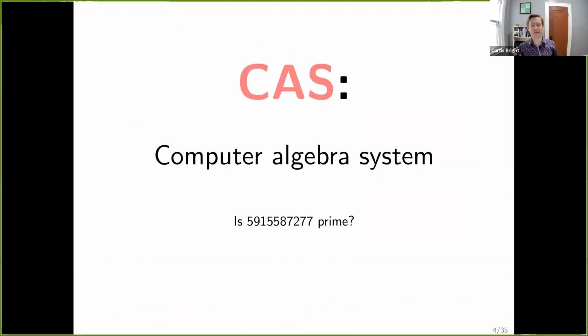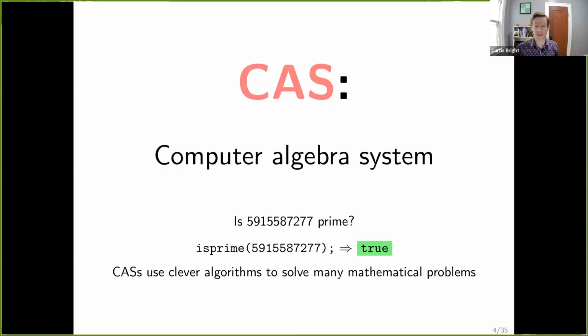So I did work with Steve in the symbolic computation lab here, where Maple was developed. Maple is a computer algebra system that many of you are probably familiar with. Computer algebra systems are systems that will do mathematics for you. So here's an example. Here's a 10-digit number. Is it prime? You type this command, isprime of this number, into Maple, and Maple will immediately come back true.